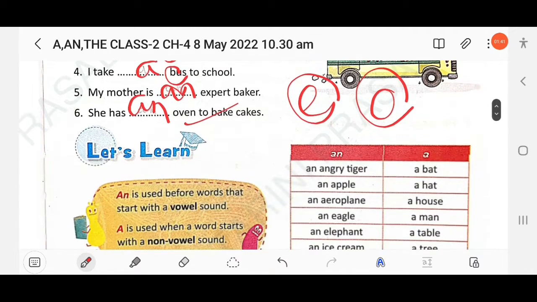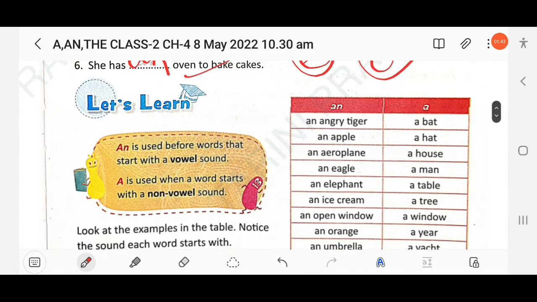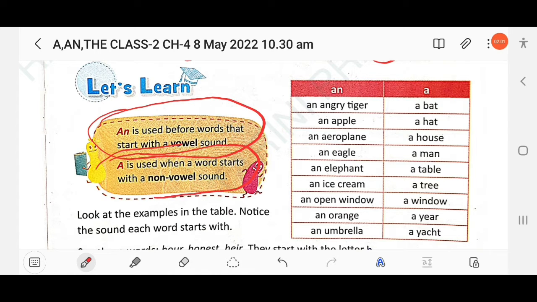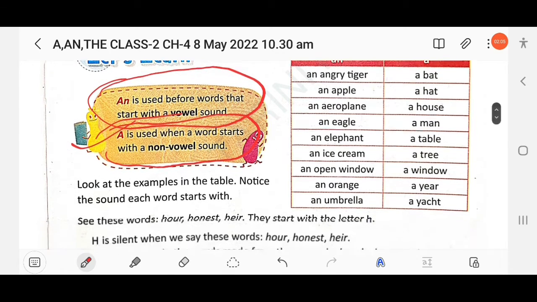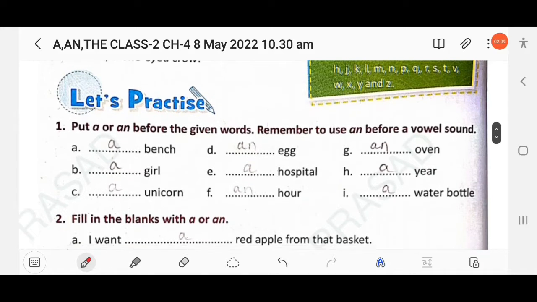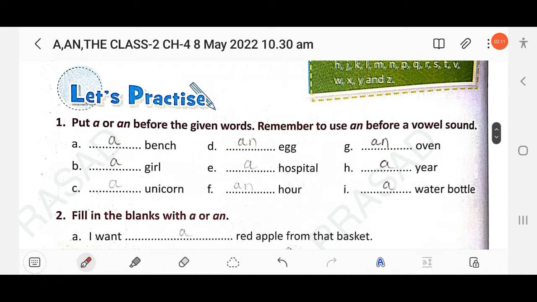Clear? Here some examples are provided. An is used before words that start with a vowel sound. Okay, not a vowel letter, a vowel sound. A is used when a word starts with a non-vowel sound. Now, put a or an before the given words. Remember to use an before a vowel sound.